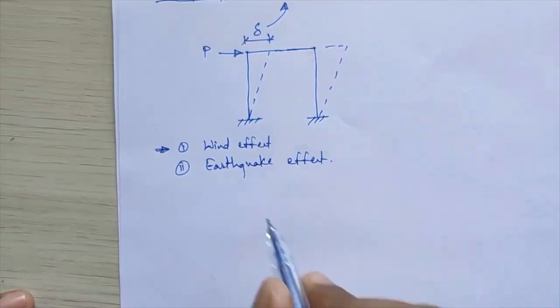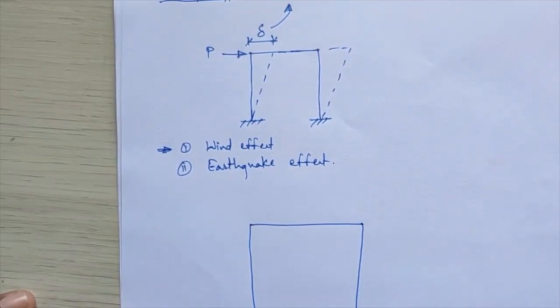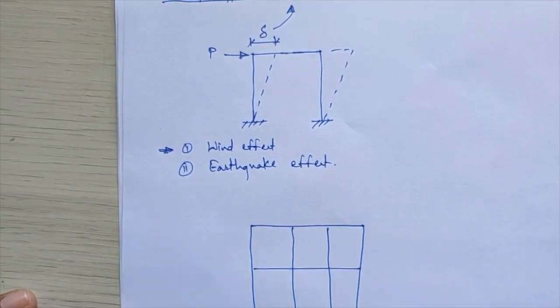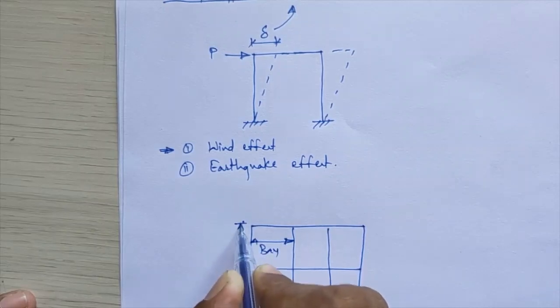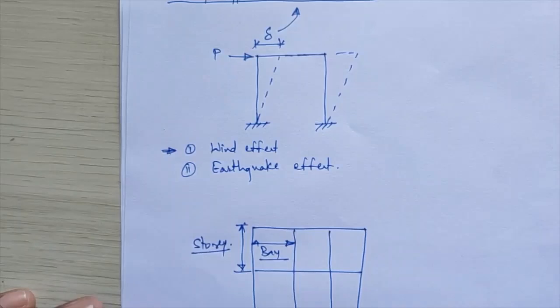Now if I consider any portal frame which is, suppose, 3 stories and 3 bays, whatever this is called the bay, and this is called the story. Vertically it is called a story and horizontally it is called a bay.